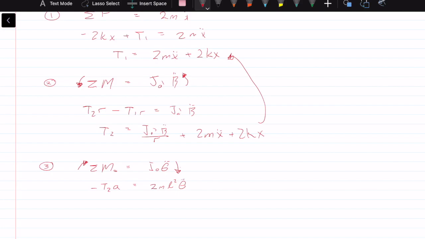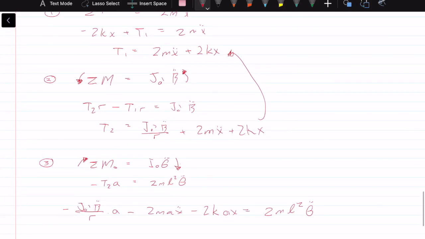Now I'm going to substitute T2 into this. It might get a bit nasty, but let's go for it. So minus J naught dash beta double dot over r times a, minus 2ma x double dot, minus 2kx, is equal to 2ma squared theta double dot.